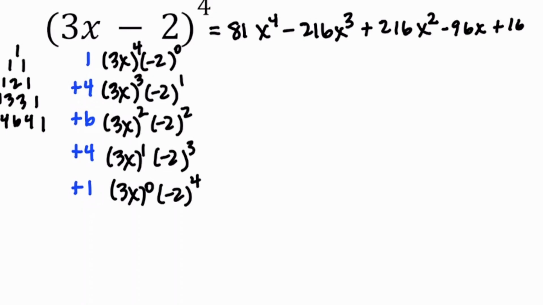And then take 3x to the 4th power. That's going to be 81. Actually, I'm not going to do that. X to the 4. Okay, 4 times 27 times negative 2. Oh, that's tough. Okay, so 8 times 27, and it's going to be negative, so minus.